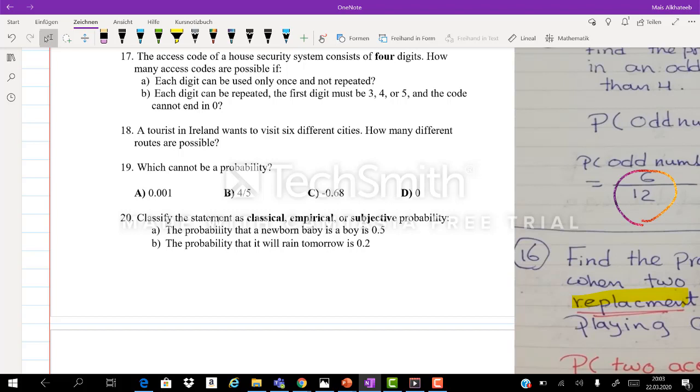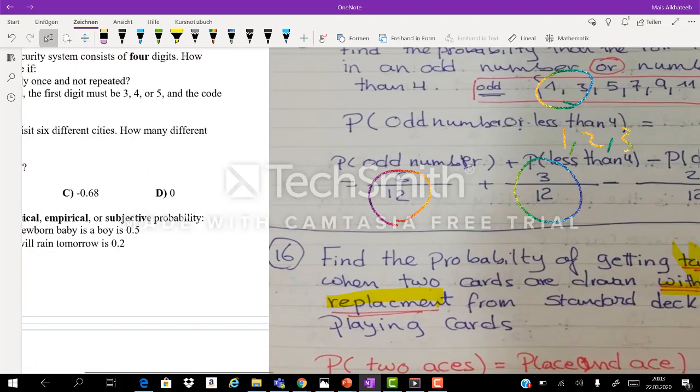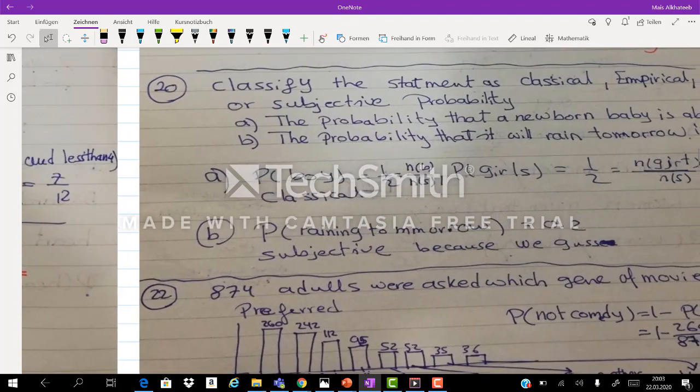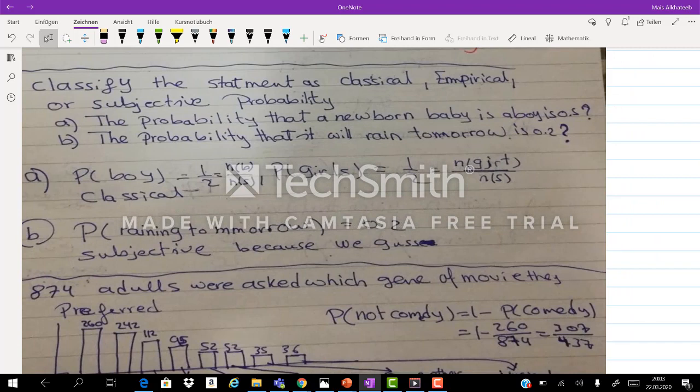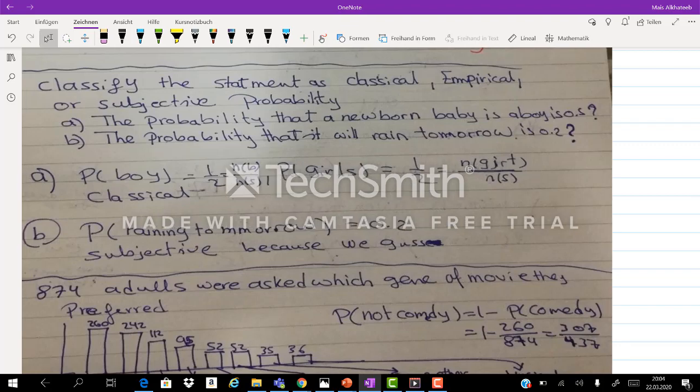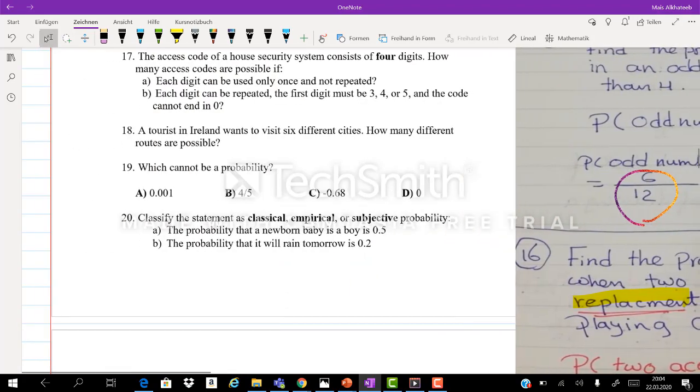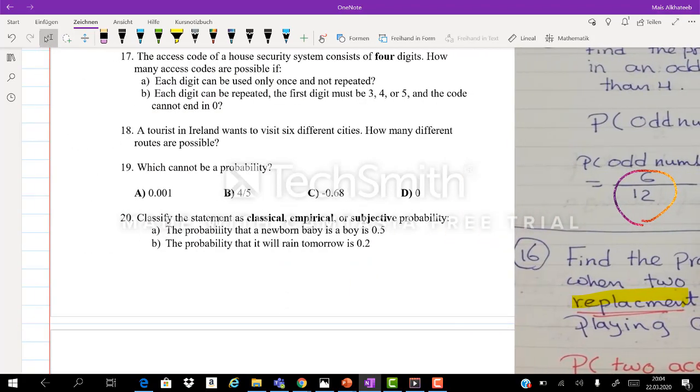As for B, as we saw, the probability that it will rain tomorrow is 0.2. So the probability of rain tomorrow equals 0.2. So raining tomorrow with 0.2 is a subjective probability.